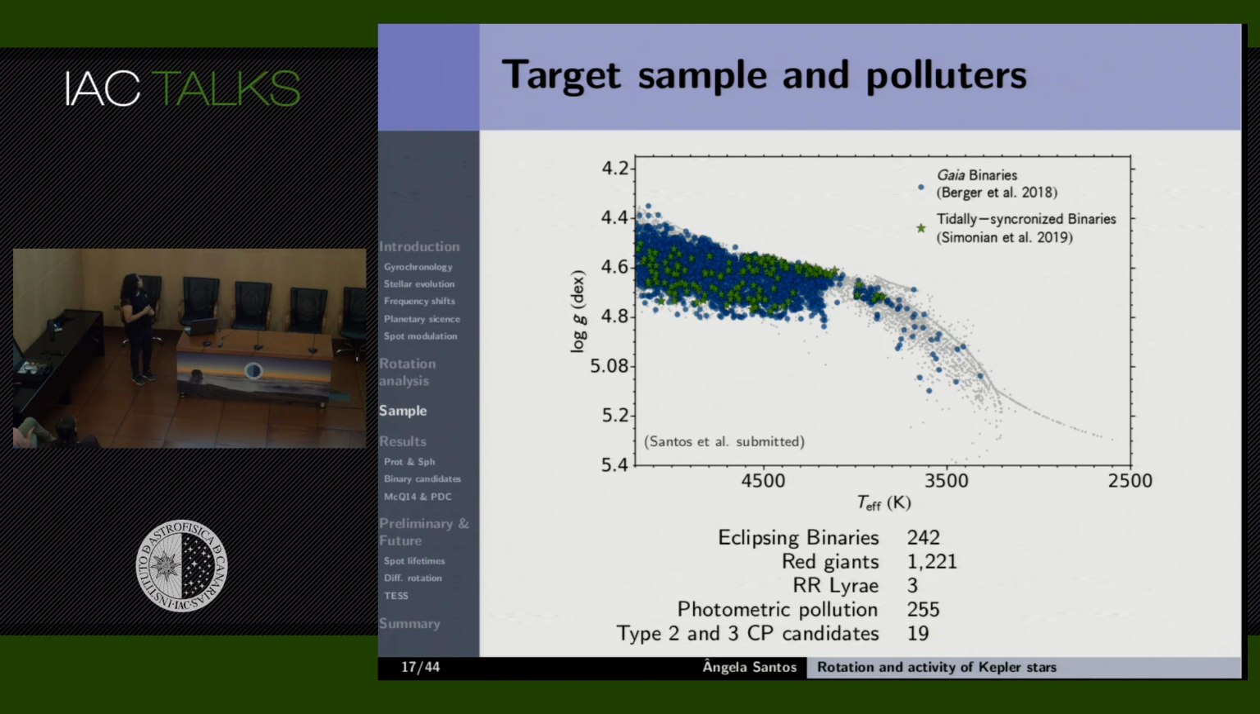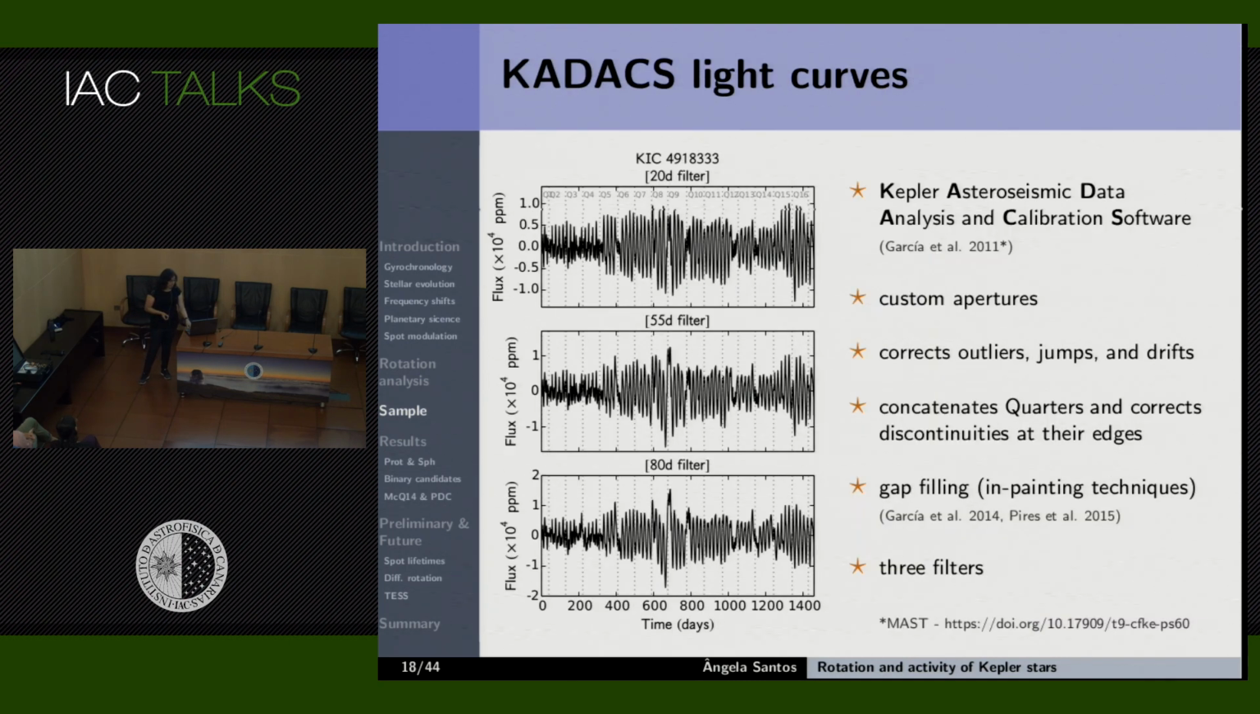This marks the tidally synchronized binary candidates in green, and in blue the Gaia binary candidates. We flag them in our sample, but we still analyze them. The light curves that we use are obtained with the KADACS.